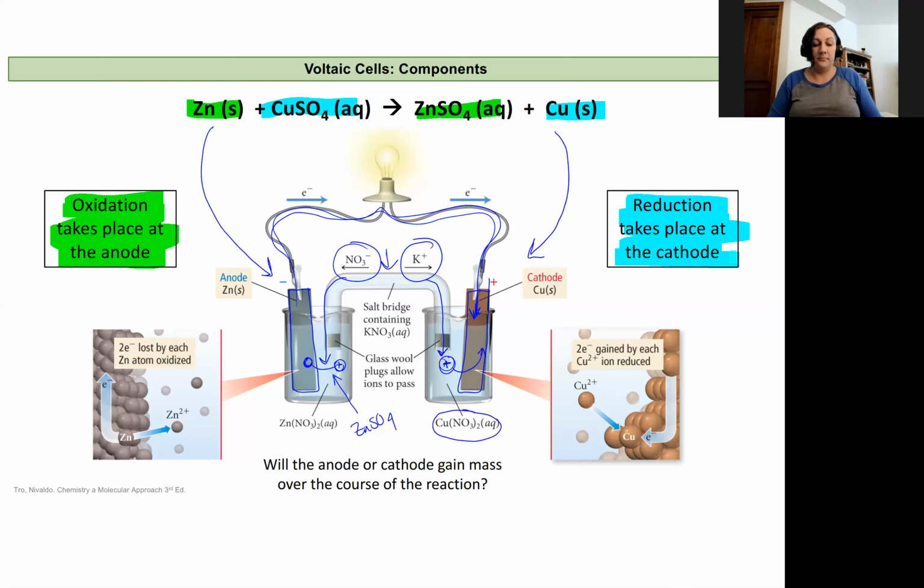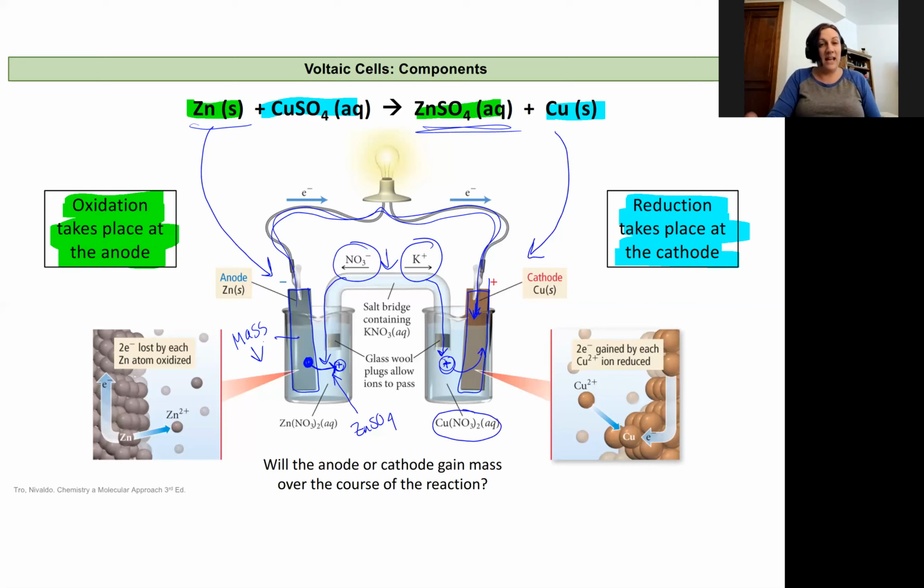And as we see this reaction take place over time through this voltaic cell setup, we will see that one of these electrodes is going to gain mass over the course of the reaction. So that oxidation is taking a solid zinc and turning it into an ion that dissolves in solution. And so these atoms of zinc go into the solution. So this is actually going to get lighter. The mass of our piece of zinc metal will decrease.